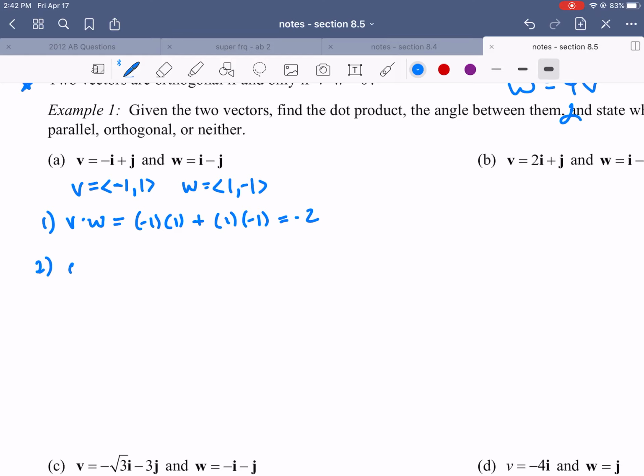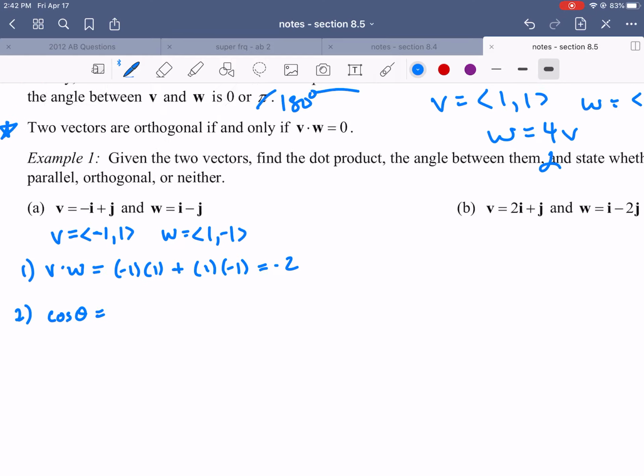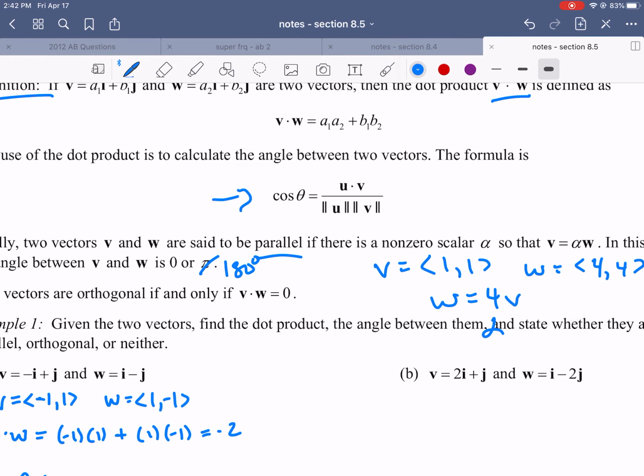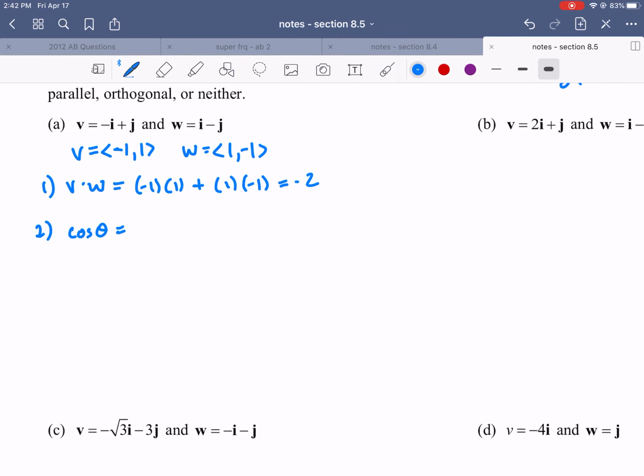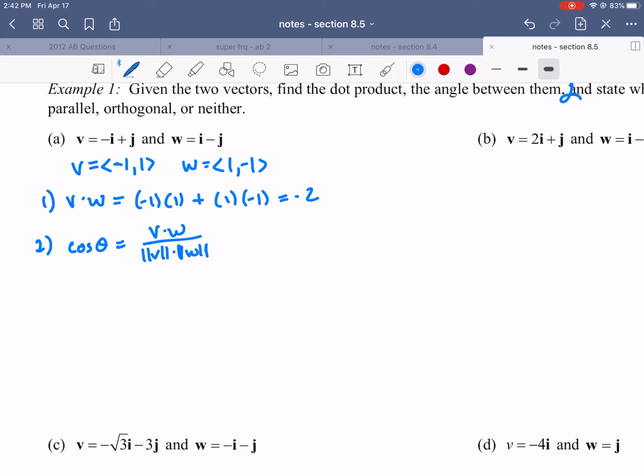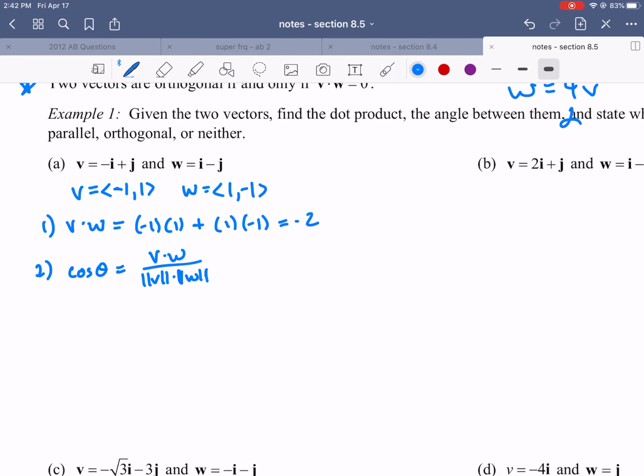For the second part, we want to find the angle between the two vectors. The formula is cosine theta equals, using u and v up above, but our letters are v and w, so v dot w divided by the magnitude of v multiplied by the magnitude of w. So we want to find the magnitudes of v and w.